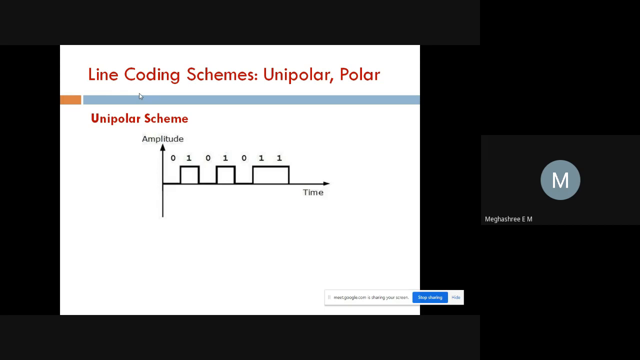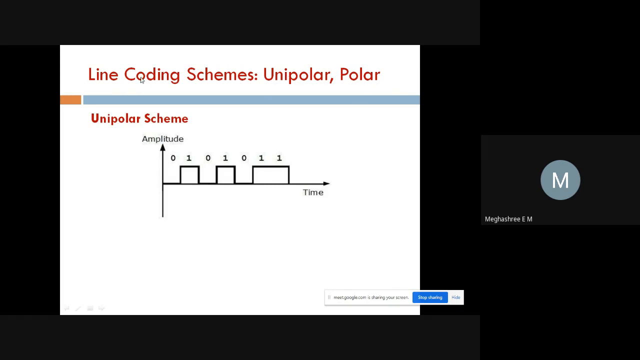Under the line coding scheme, we have unipolar, polar and one more. Sorry, I missed that. Actually, there are 5 methods under the line coding scheme, out of which you need to study 3 methods, that is unipolar, polar and bipolar. Sorry, in listing here I missed bipolar. The first one is unipolar, the second type is polar, and the third type is bipolar.